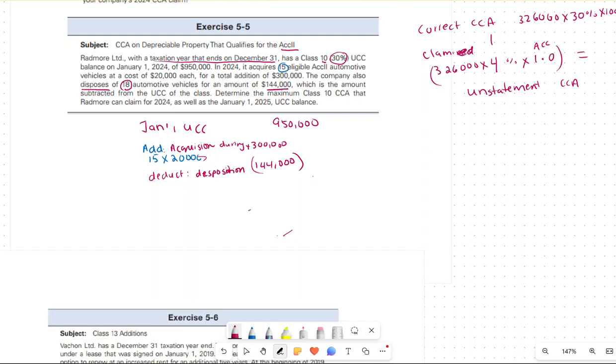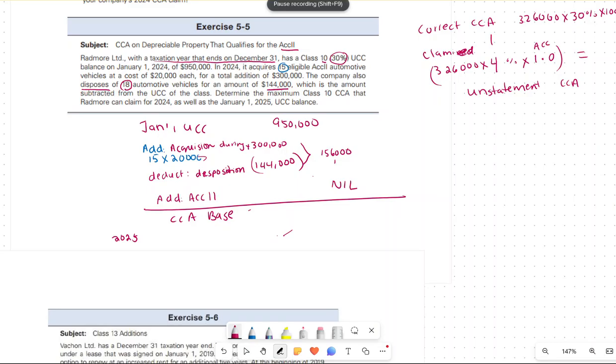So we call it net addition. So my net addition will be 156,000. That's my net addition. And what we do is we add any accelerated investment. In this case we have it nil. So this gives me a CCA base that I can take my CCA on for the year of 2025. We want to know what my CCA should be that we claim, and what will be the balance that we will be starting at January 1st, 2025. That's what we're going to do.